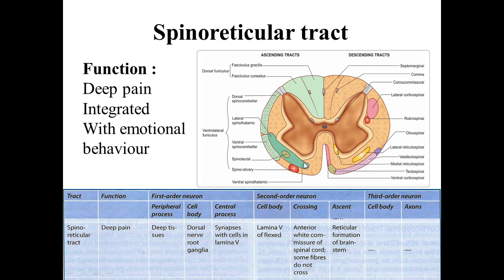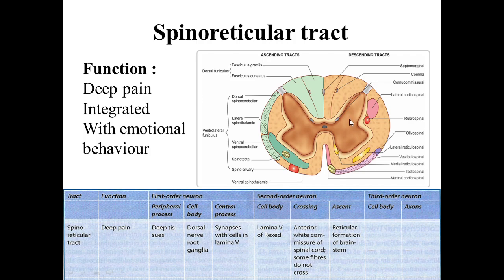Then the next tract is the spino-reticular tract. It conveys deep pain integrated with emotional behavior. And the peripheral organ is a deeper tissue. The peripheral processes arise from deep tissue. Then the fibers enter into the gray matter via dorsal root ganglia. Then the fibers synapse with the tract cells of lamina 5.